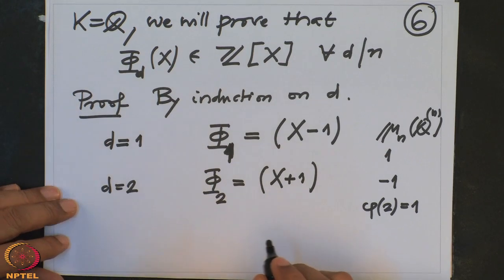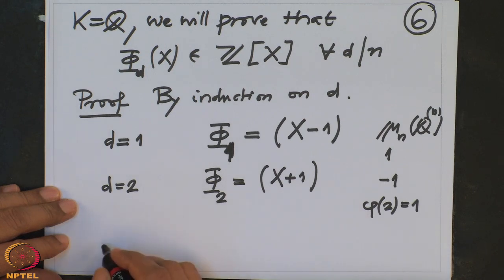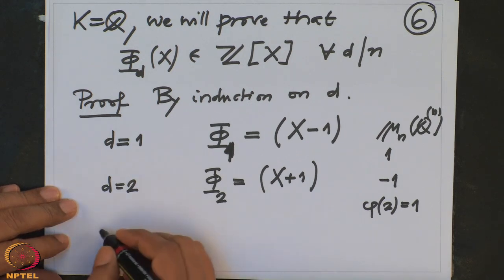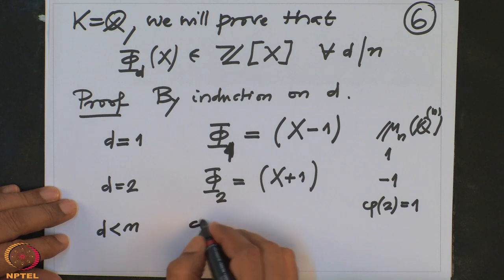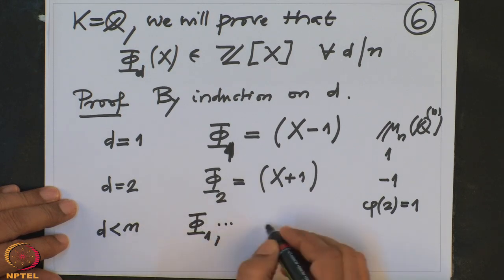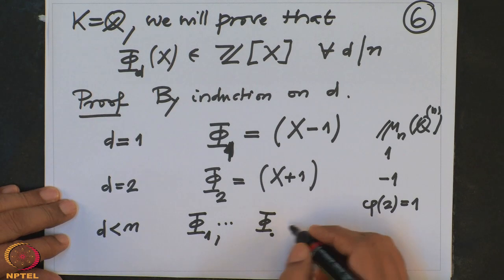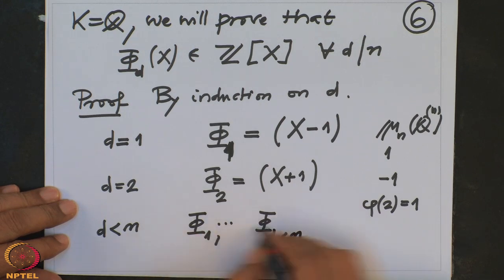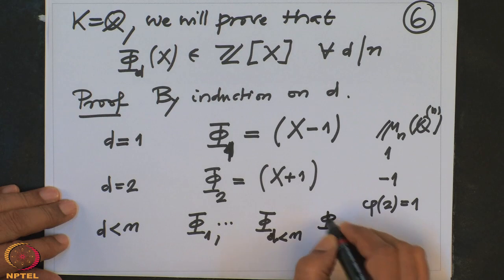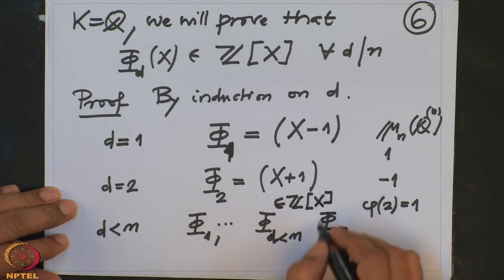So induction starts. I assume that up to the last one, I only have to prove the last one, because if d were strictly smaller than n, we have proved by induction that all these phi d, where d is strictly smaller than n, have coefficients in Z. The next one is only phi n, and now I want to prove that this one has coefficients in Z.